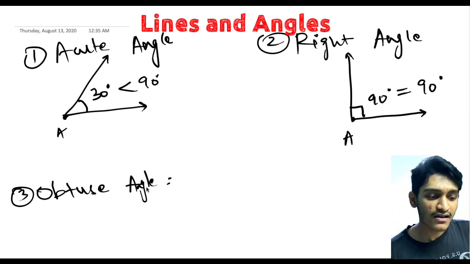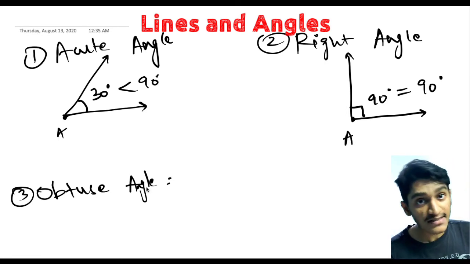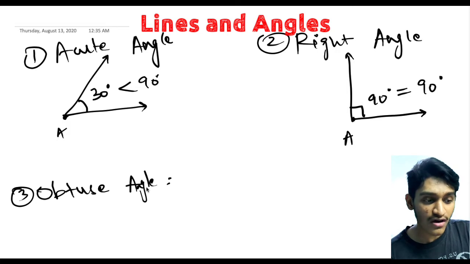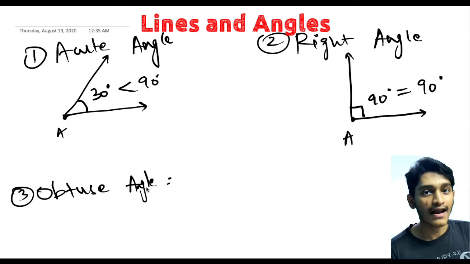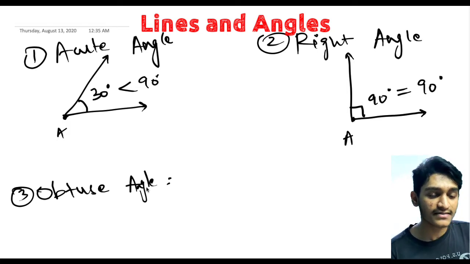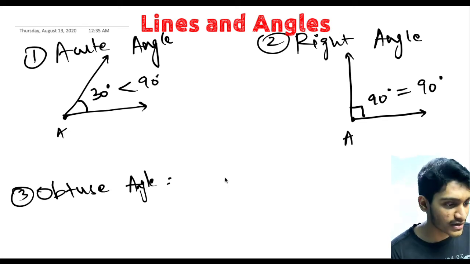Well, if you measure an angle and it is larger than 90 degrees... So, you already saw a case where the angle is less than 90 degrees, and an angle equal to 90 degrees. Now, in this case, the angle is greater than 90 degrees. Well, let me give you an example.